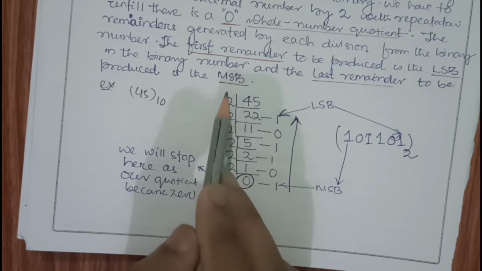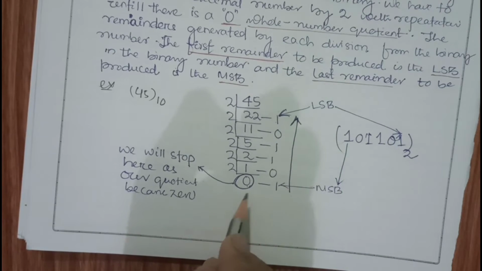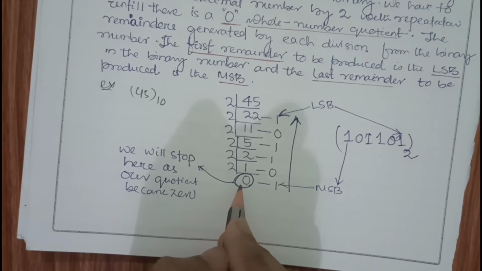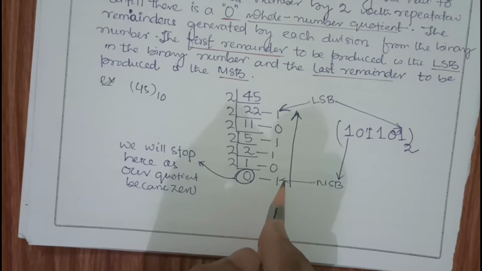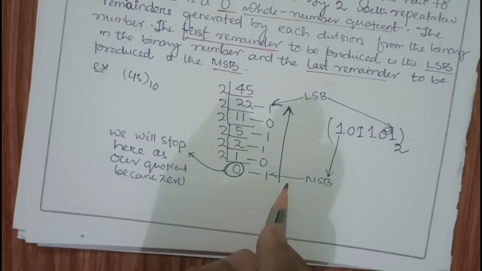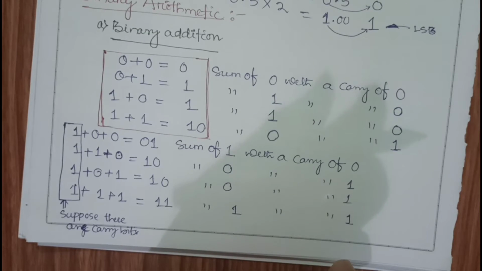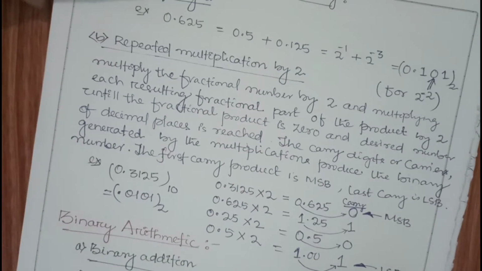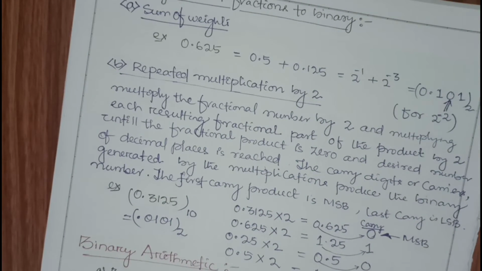Write those numbers, continuously divide by 2 until you are getting a 0 at your quotient, and then write all those remainders. Now this is for the whole number. Then we will see for the decimal fractional number.